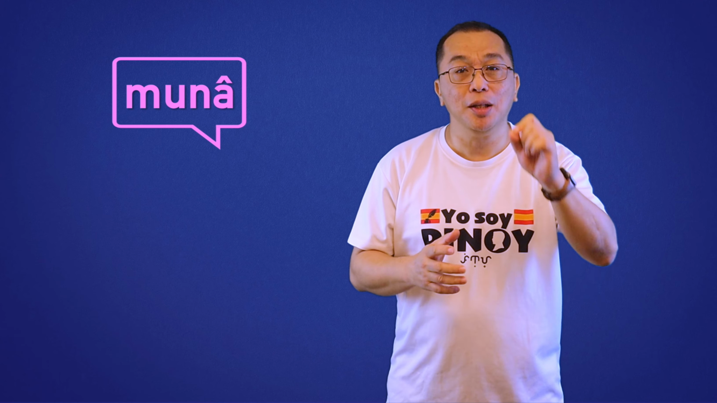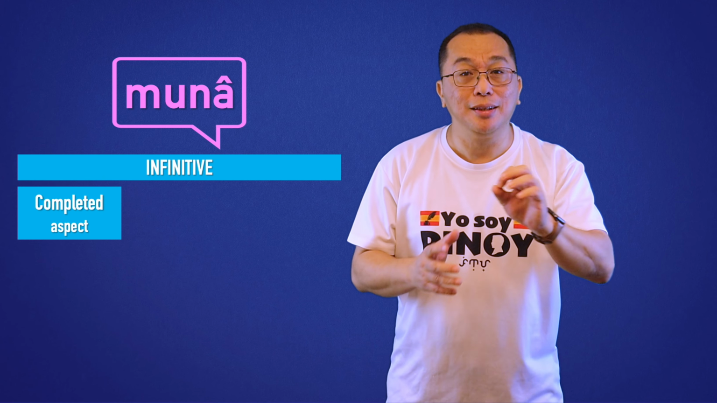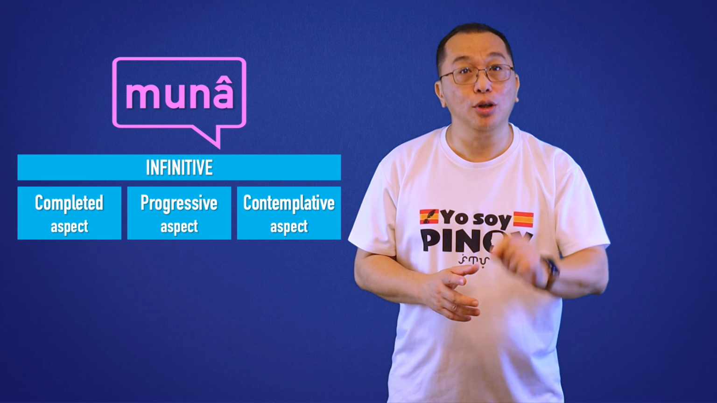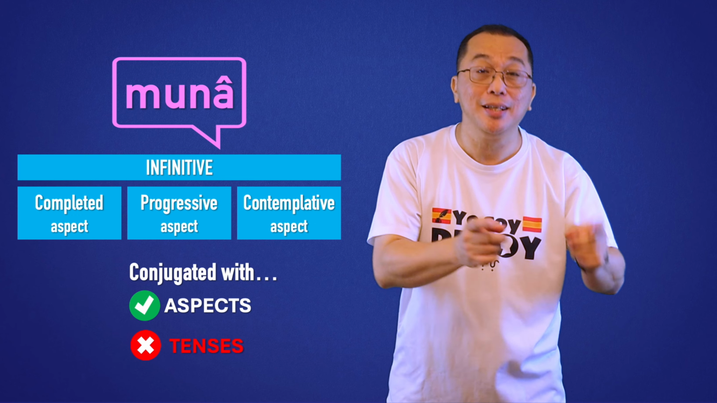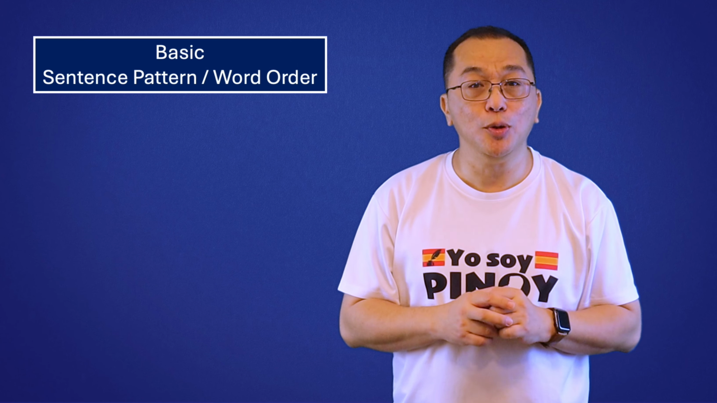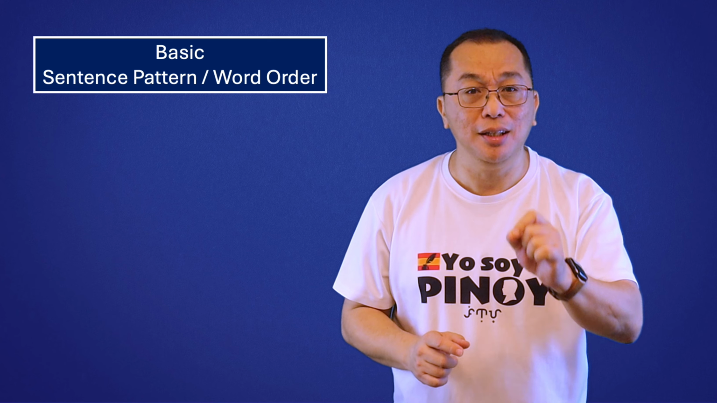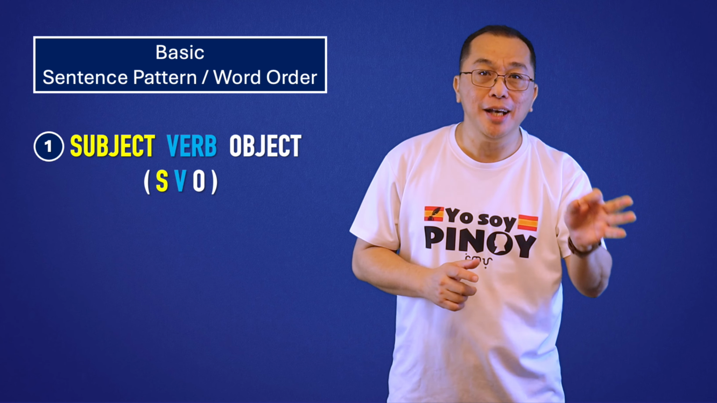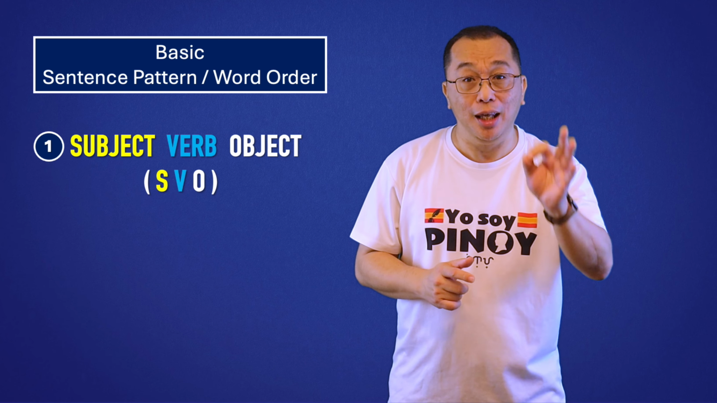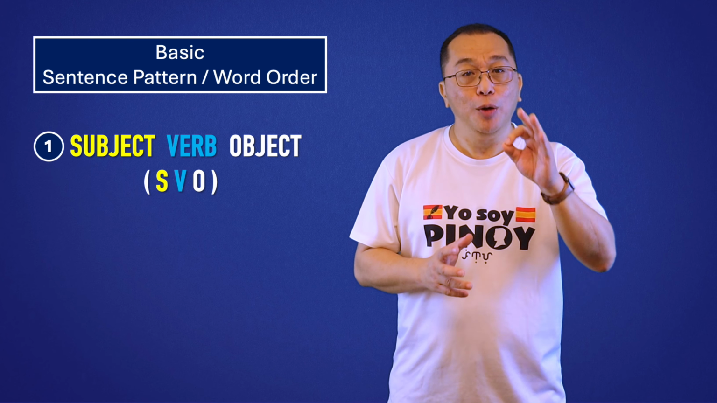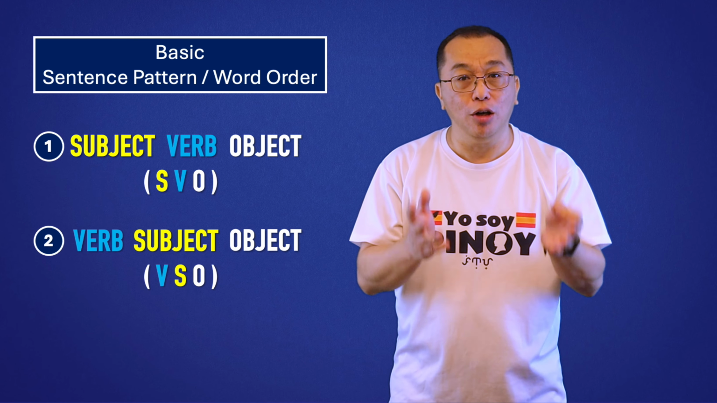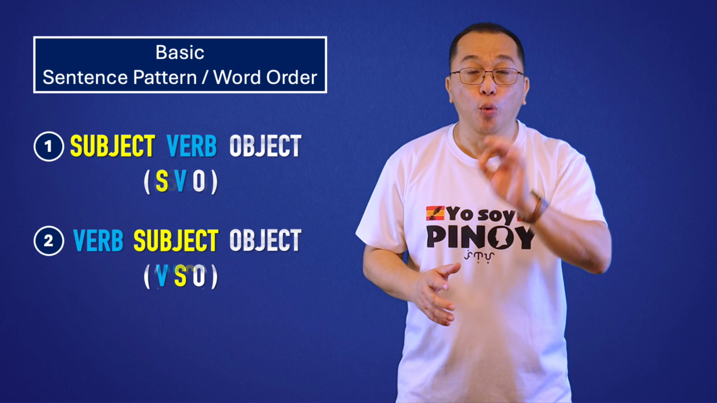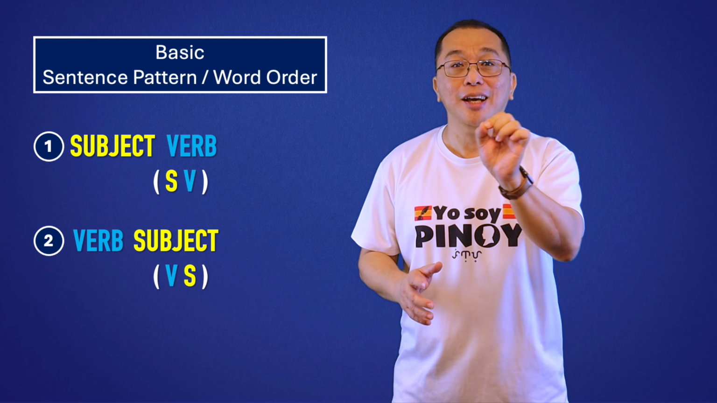Now, let's talk about using the particle muna with verbs in the completed, progressive, and contemplative aspects. Remember, in Tagalog, we conjugate verbs in terms of aspects and not tenses. But before we do that, let's review the basic sentence pattern and word order in Tagalog. We have the subject, verb, object, or SVO pattern, which is similar to English and other Romance languages. And we also have the verb, subject, object, or VSO pattern. Some sentences can omit the object where you have the SV and the VS pattern.